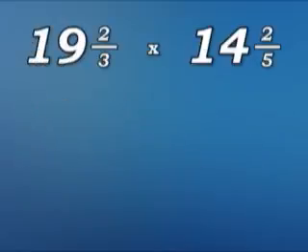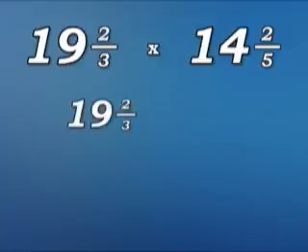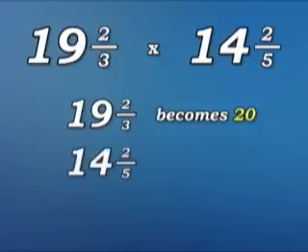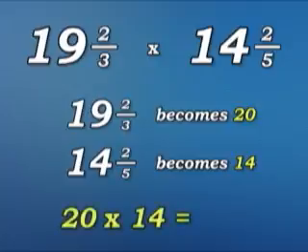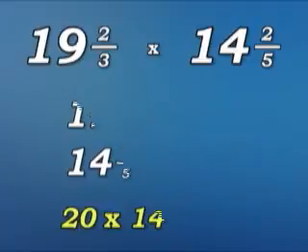For example, 19 and 2/3 multiplied by 14 and 2/5. 19 and 2/3, we round up, becomes 20. And 14 and 2/5 becomes 14. So now we just have to multiply 20 times 14, which gives us 280. Let's see how close we were.